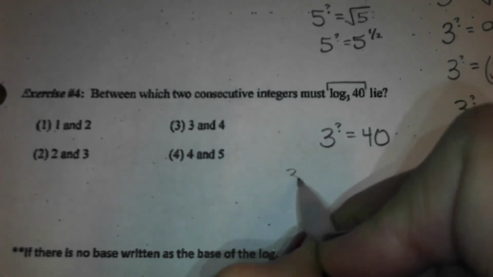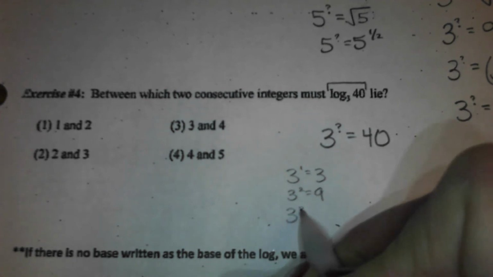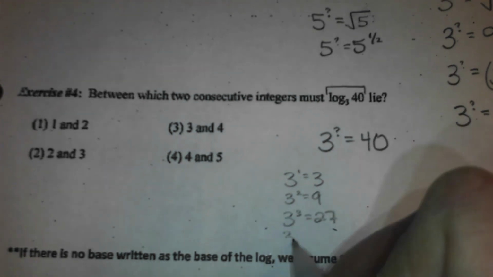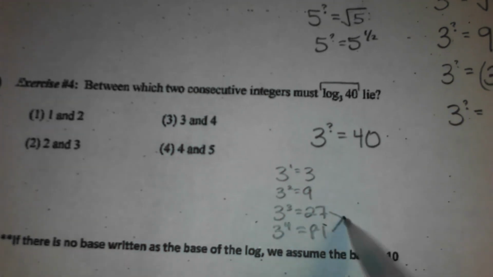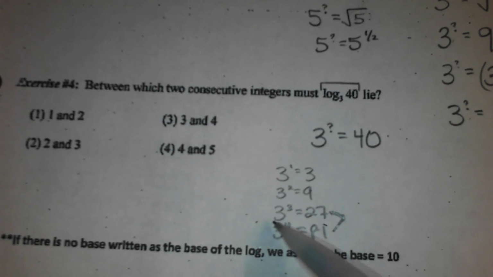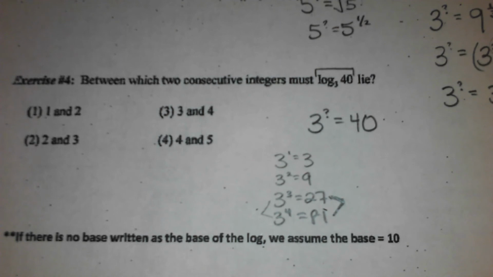But we do know that 3 to the first is 3, 3 squared is 9, 3 to the third is 27, 3 to the fourth is 81. And 40 is between these two, correct? Our answer, therefore, is going to be an exponent between 3 and 4. Probably closer to which one? 3. So probably like a 3.2 or a 3.3-ish.